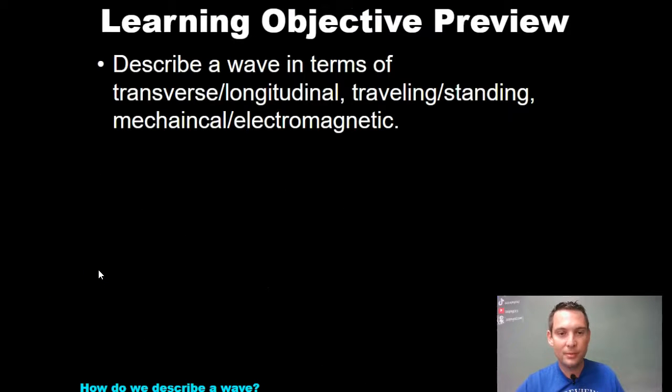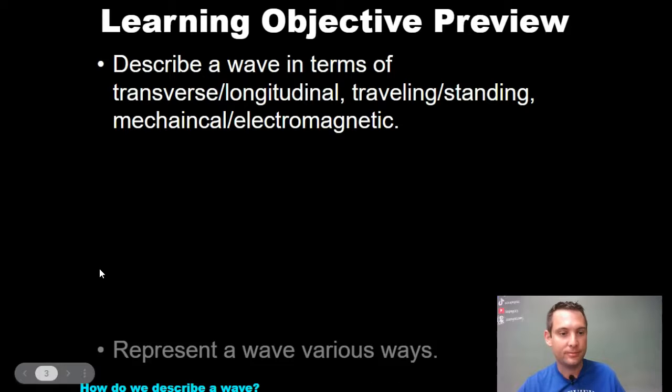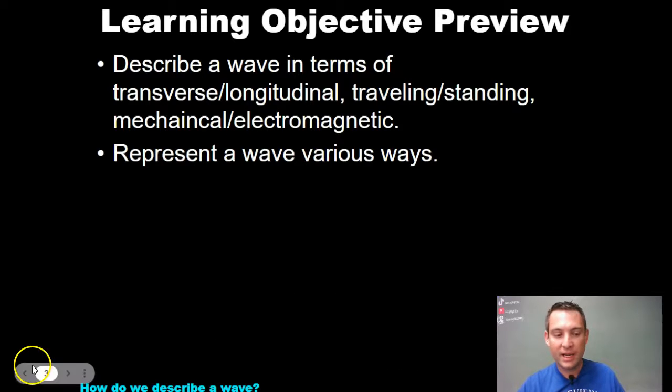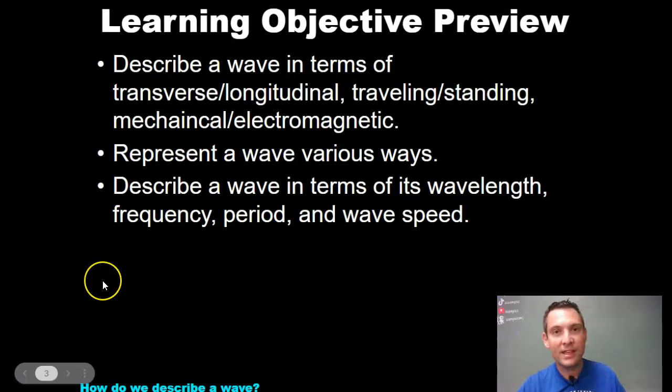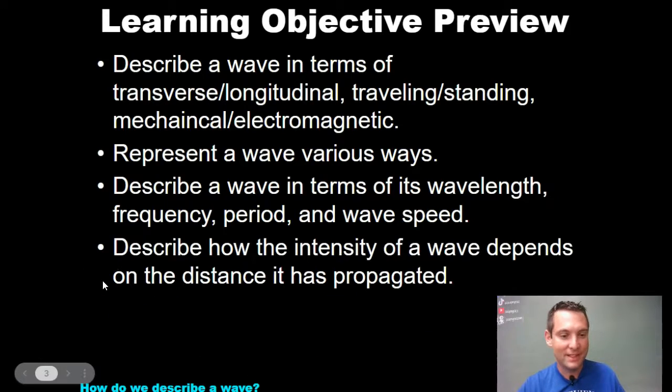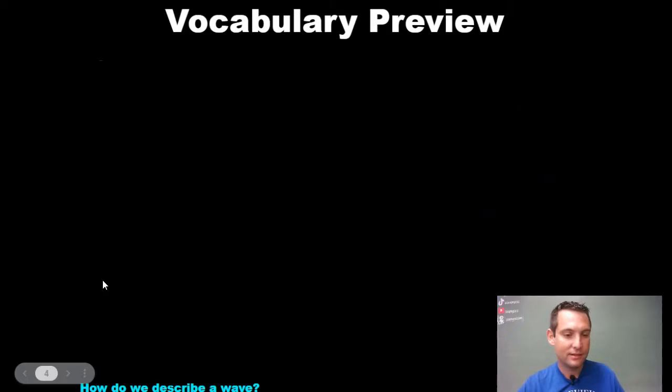Throughout this lesson, we'll be able to describe a wave in terms of transverse, longitudinal, traveling, or standing, mechanical, or electromagnetic. We'll represent a wave in various ways. We'll be able to describe a wave in terms of its wavelength, frequency, period, and wave speed. We'll describe how the intensity of a wave depends on the distance it has propagated.